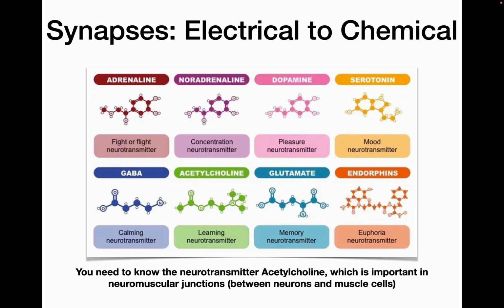So here are some examples of different kinds of neurotransmitters. These are the chemical signals. You've probably heard some of these before. For example, you've probably heard of serotonin or dopamine, adrenaline. The one you need to know for the IB is acetylcholine, because that one has to do with muscle movement. So this one is important at all neuromuscular junctions to have a connection between a neuron and a muscle, to allow a skeletal muscle to move, as you're writing notes now.